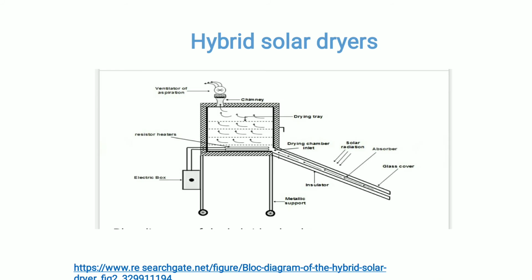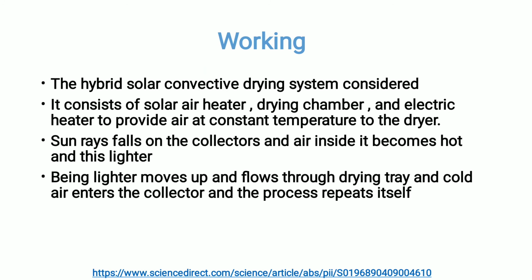Now comes the hybrid solar dryer. The hybrid solar conventional drying system consists of a solar air heater, drying chamber, and electric heater to provide air at constant temperature to the dryer. Sun rays fall on the collector and air inside it becomes hot and lighter. Being lighter, the air moves up and flows through a drying tray, and cold air enters the collector and the process repeats itself.